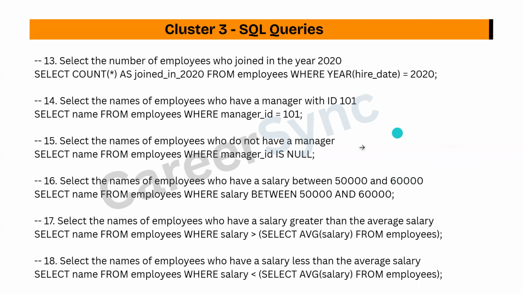These are time based and salary based. This question was asked, I think, 2 days before in the assessment: select the name of employees who have a salary between 50,000 and 60,000. This question is repeated 4 to 5 times in many phases of Cognizant, so you should practice this query.